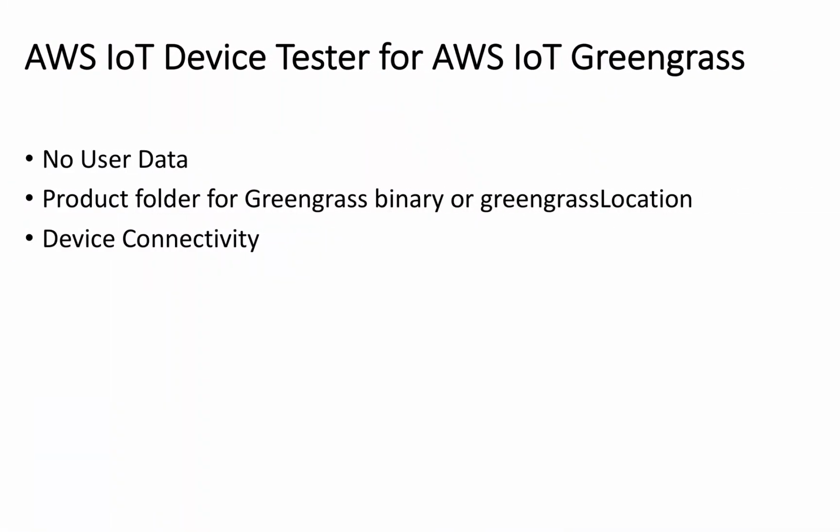And that's pretty much it. These are the only differences between running AWS IoT Device Tester for AFR or FreeRTOS versus Greengrass. And I'll make sure to provide a video for running IDT for Greengrass as well. You can check the description for that link.